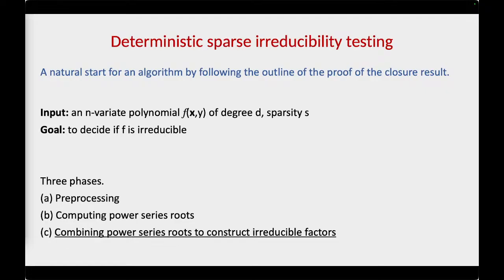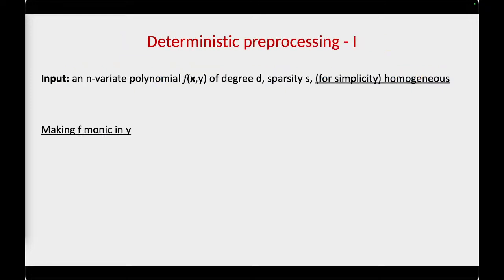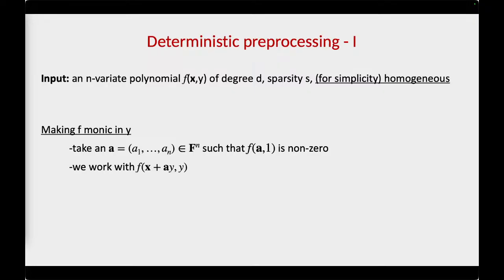The first two parts will follow somewhat easily using some of the results that we know. Okay, but let's talk about them briefly. So we are going to do deterministic pre-processing. We want to make f monic in Y, and for simplicity, let's assume f is homogeneous just for this discussion. To make f monic in Y, we pick an a in F^n such that f of a comma 1 is non-zero. This can always be done. It takes 30 seconds to think through this.